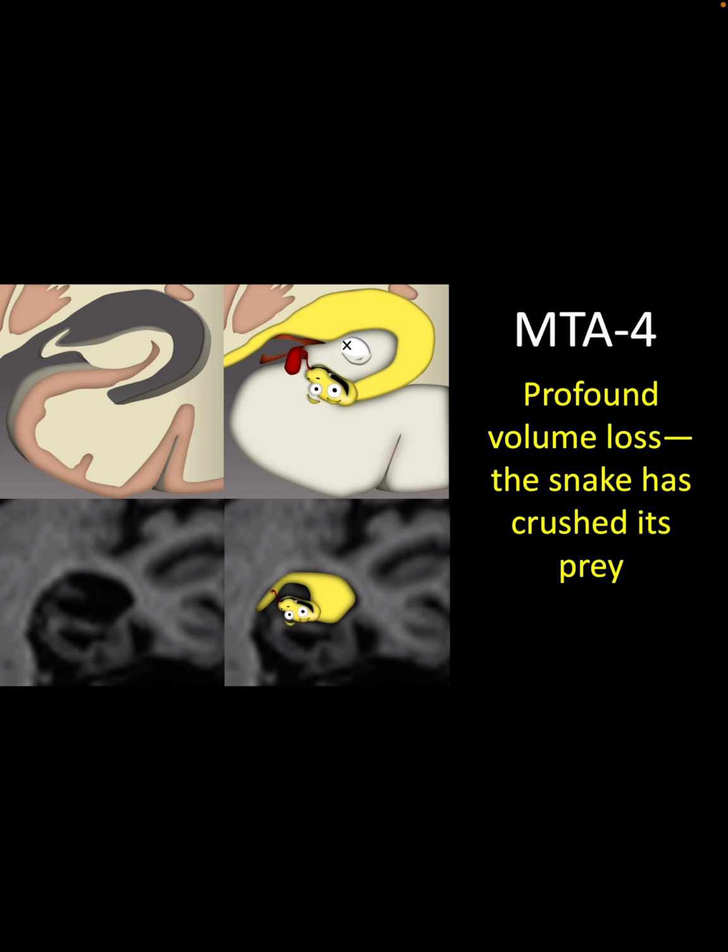Has it encircled it? That's a medial temporal atrophy score of 2. Has it begun to squeeze? That's a medial temporal atrophy score of 3. And finally, if it's begun to crush the bird, that is a medial temporal atrophy score of 4.